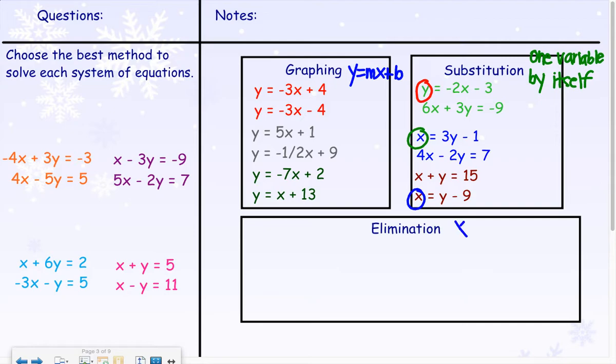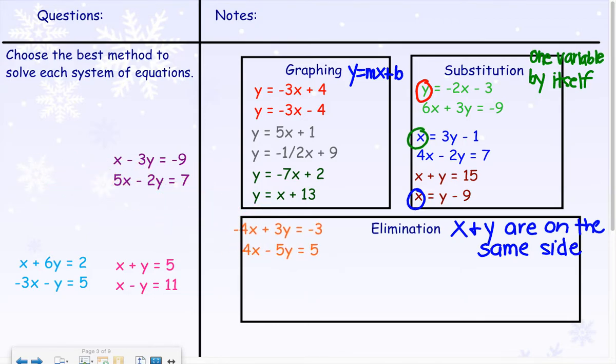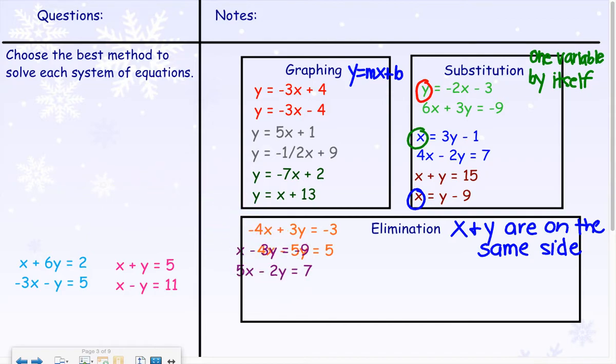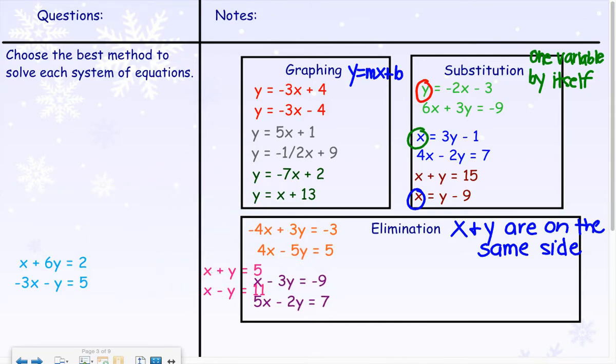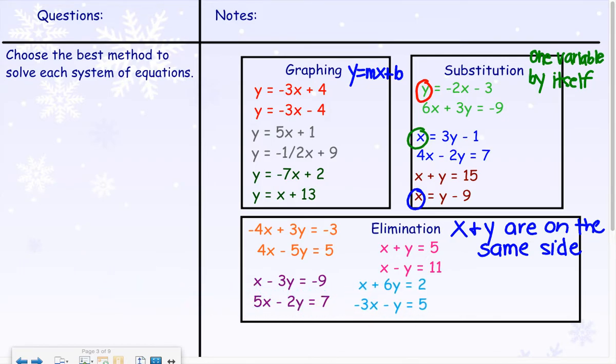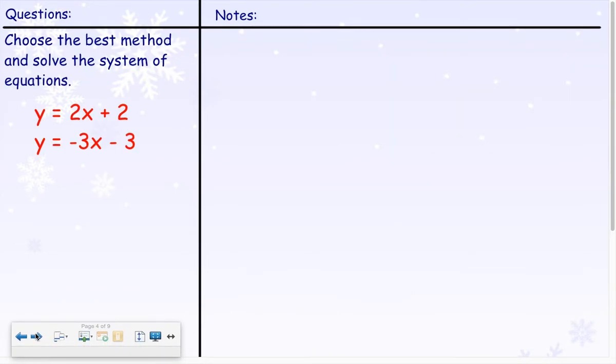Elimination is easiest if x and y are on the same side. So if x and y are on the same side in both equations, elimination is easiest. So in this lesson, what we're going to have to do is look at a system and figure out which method to use and then solve the system. So choose the best method and solve the system.